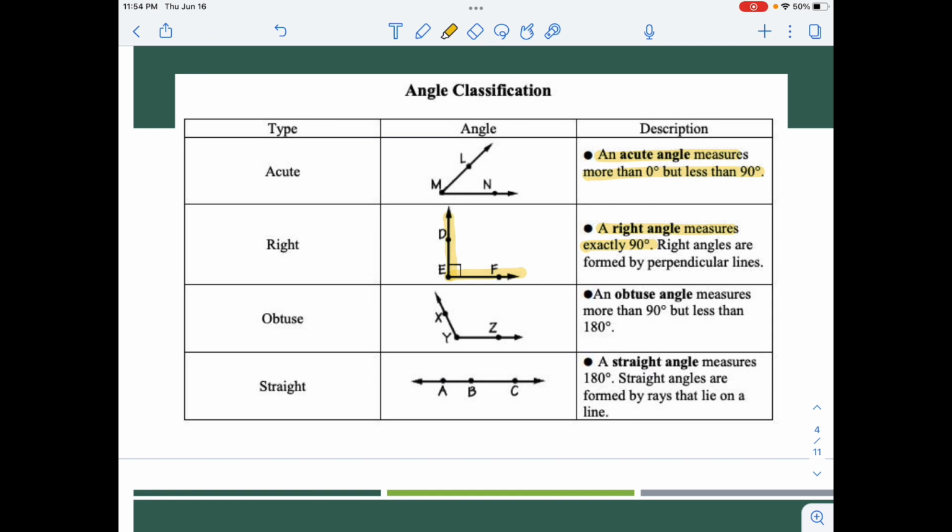An obtuse angle measures more than 90 degrees, but less than 180 degrees. A straight angle measures 180 degrees. Straight angles are formed by rays that lie on a line, as you can see here.